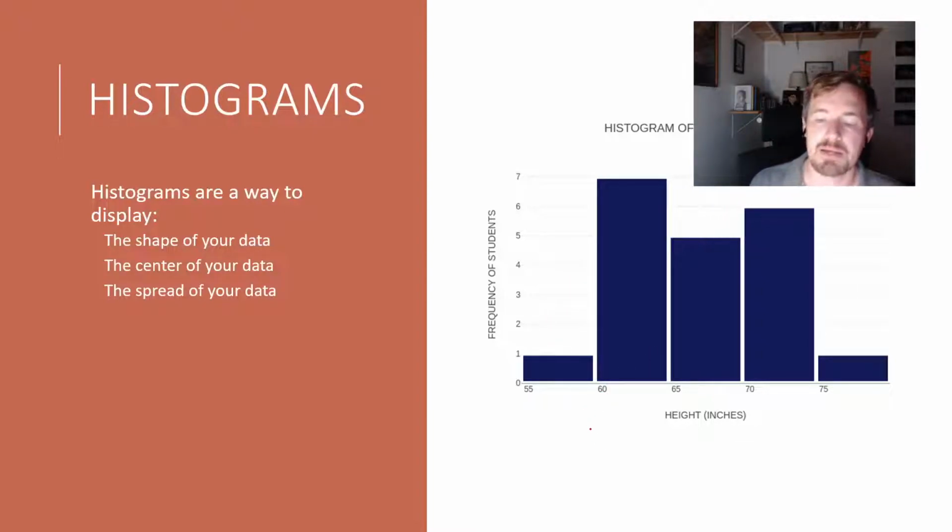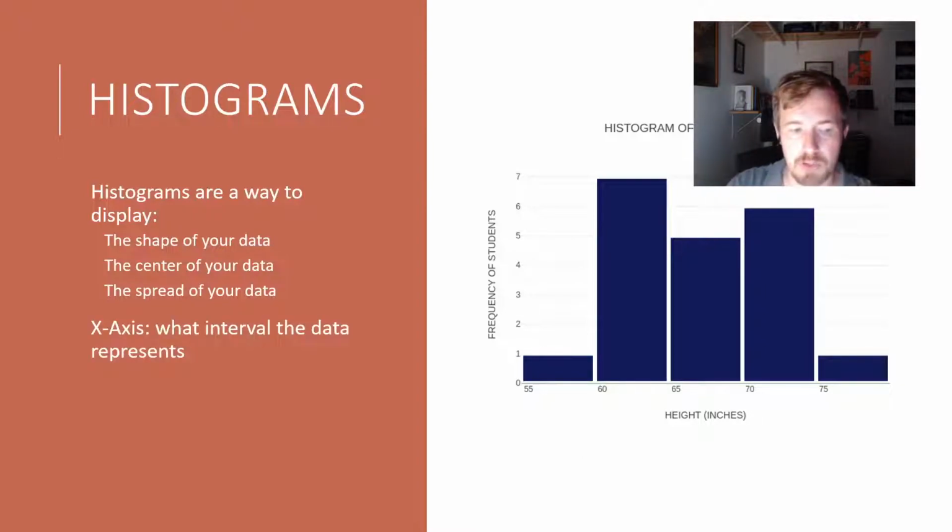And a histogram basically works like this. And I know you may be thinking, hey, this looks like a bar chart. How is this different than a bar chart? The difference is going to be what the x-axis represents.